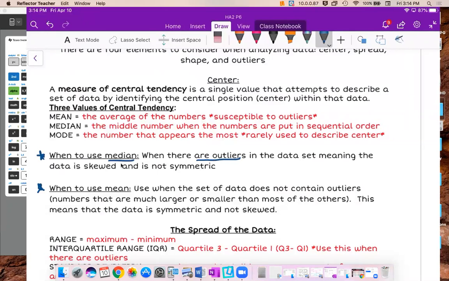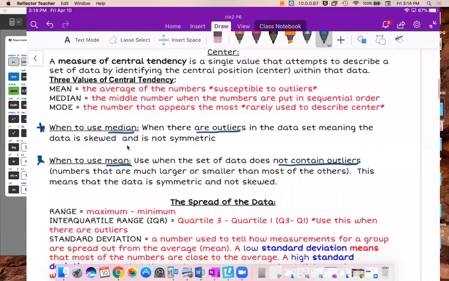And then when to use the mean is when the set of the data does not contain outliers. That means your data is symmetric or skewed. So mean is when there are no outliers. So you have to know the difference between those. And then we don't use mode really. Mode just tells you the most, which isn't necessarily the middle.